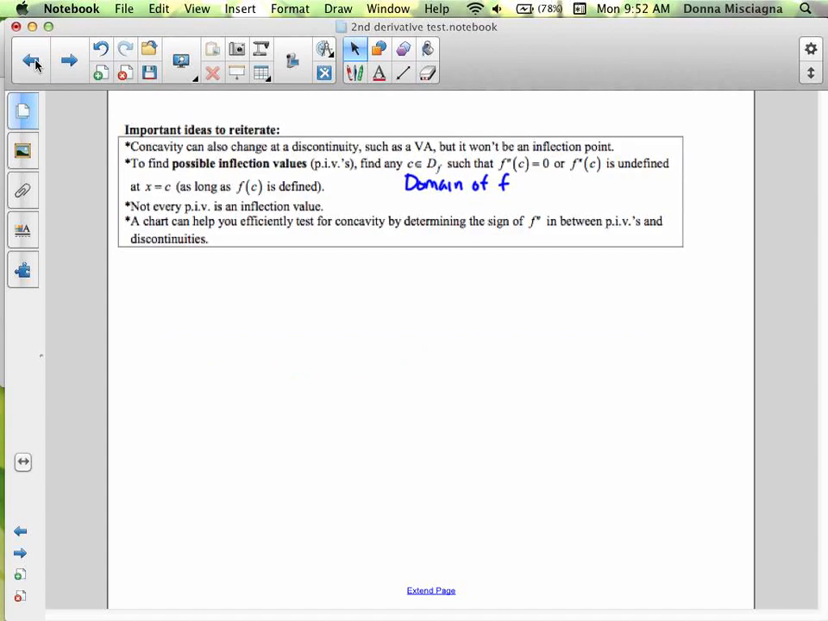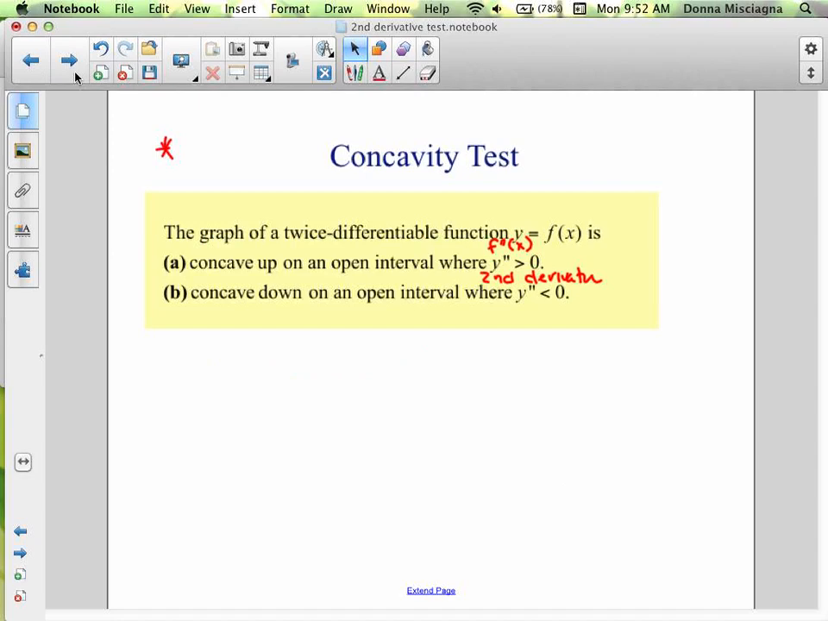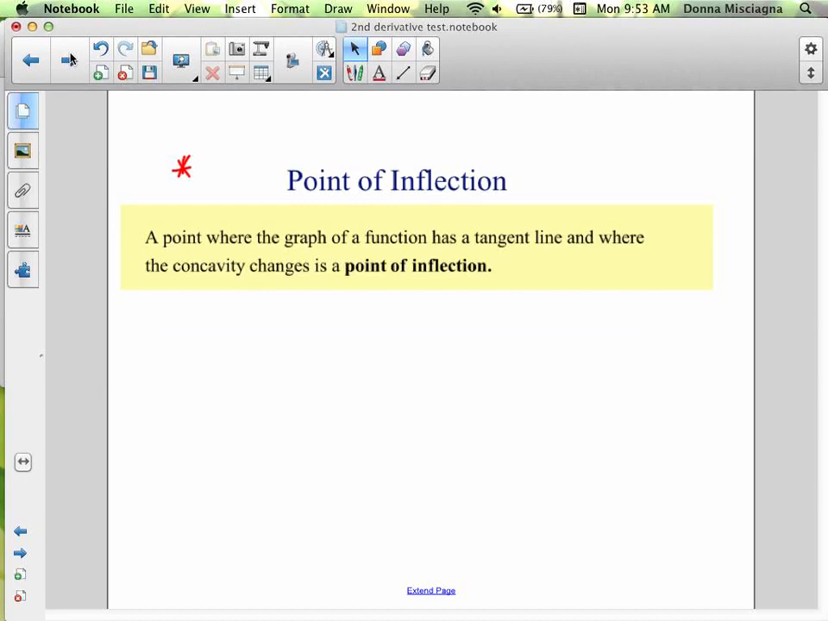A chart, which is our sign chart, can help you efficiently test for concavity by determining the sign of the second derivative between possible inflection values and discontinuities. So that sign chart is going to be very important for us. All right, concavity test. The graph of a twice differentiable function, y equals f of x, in other words, f double prime of x, is concave up on an interval where the second derivative is greater than 0 and is concave down where the second derivative is less than 0. Right? So second derivative greater than 0, concave up. Second derivative less than 0, concave down.